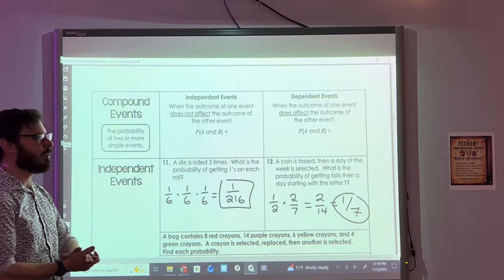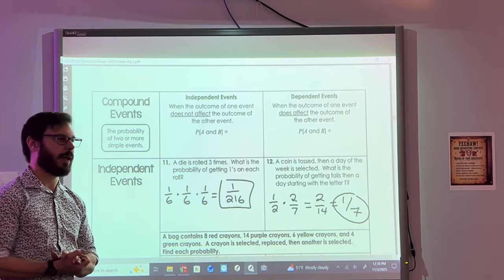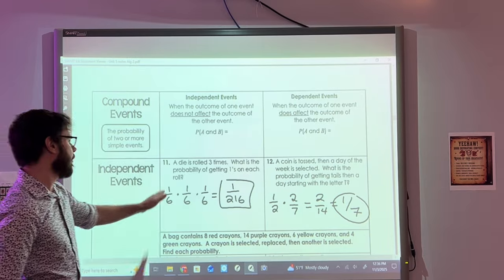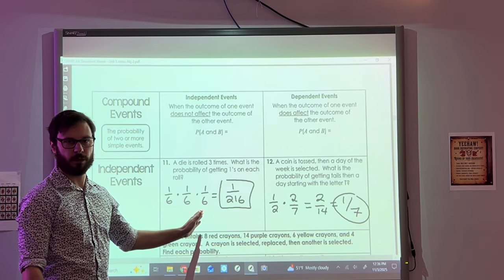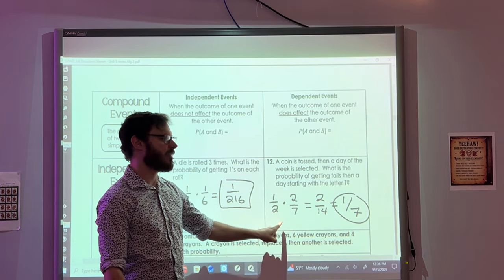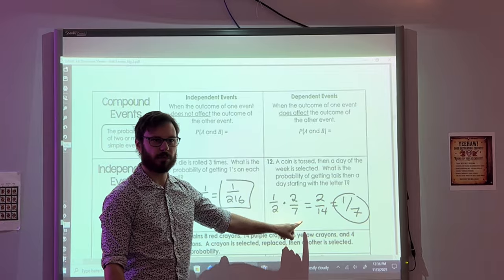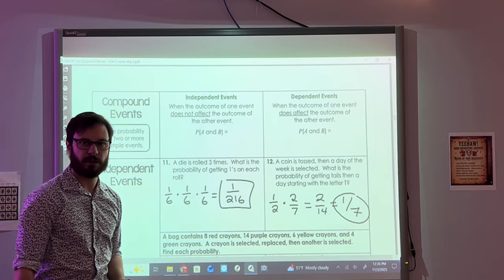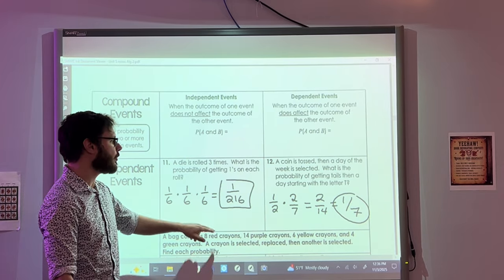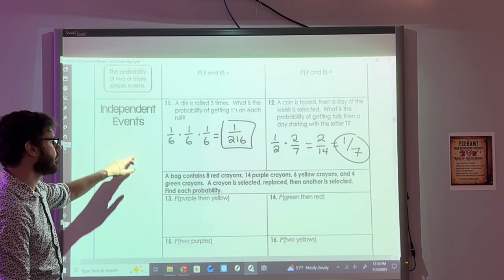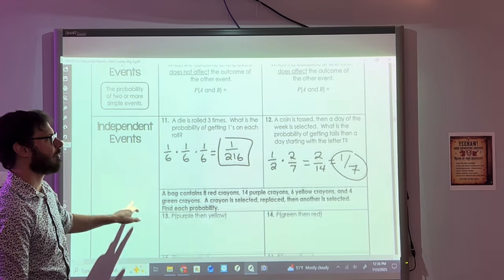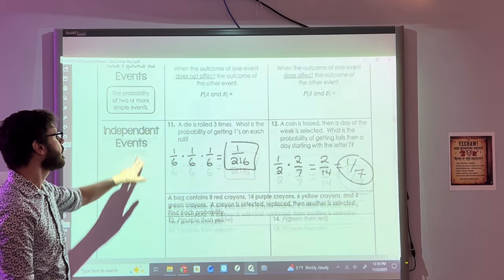Compound events need to be multiplied. They are "and" statements. I need the first to be a 1, the second to be a 1, and the third to be a 1. It needed to be heads, and I needed a day that started with T. When events depend on each other, you have to multiply those probabilities. I'll probably come back to those in the next video.